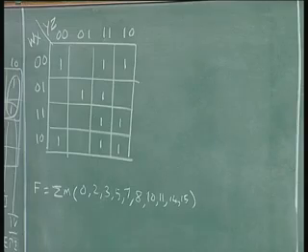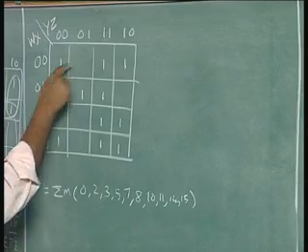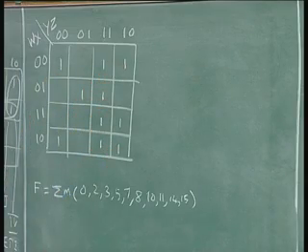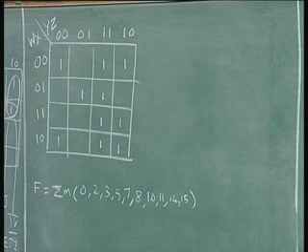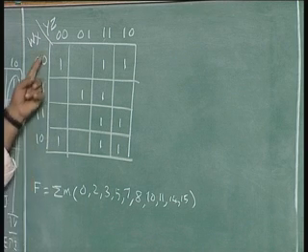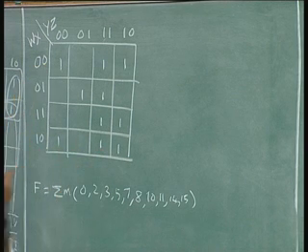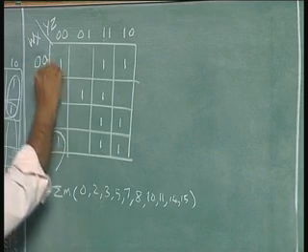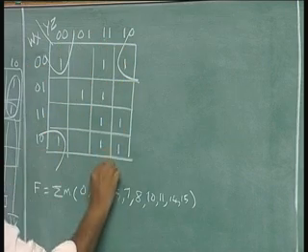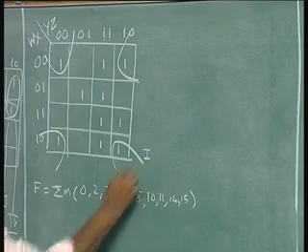So, now this one together form a group, a prime implicant, because they roll over top to bottom and left to right. So, I will call this first prime implicant.